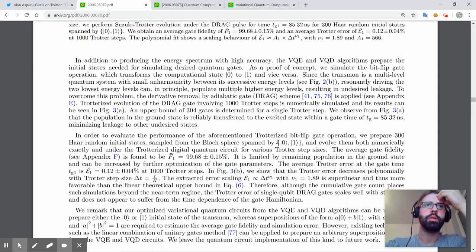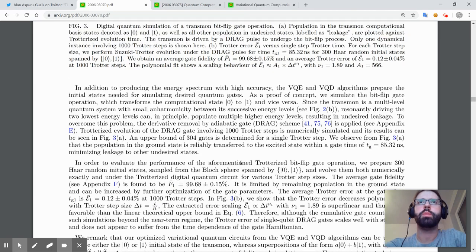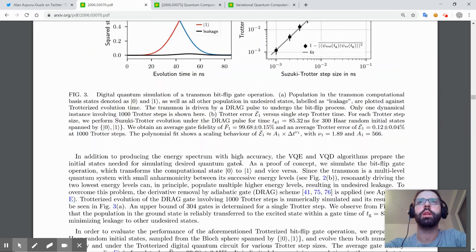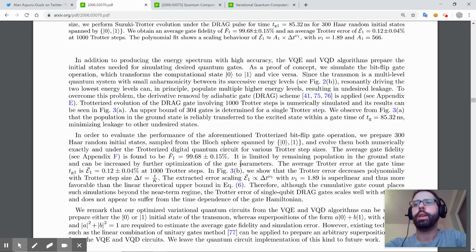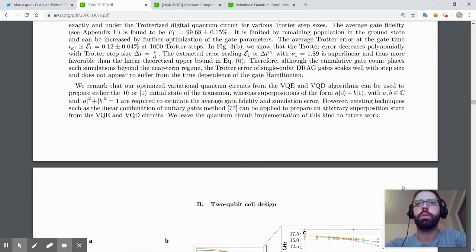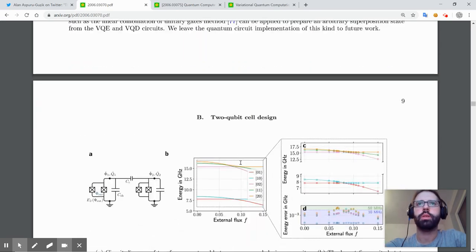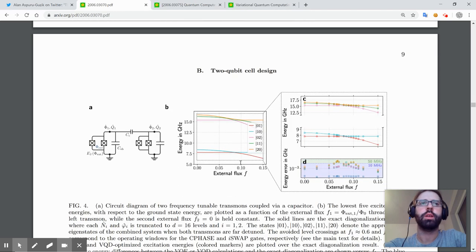We prepare 3000 hard random initial states sampled from the Bloch sphere and evolve them both numerically exactly and with the Trotterized evolution, and the average gate fidelity is found to be this. Okay, so the ground state population can be increased by further optimizing the gate parameters. But how has this been done? I guess there might be some appendix or something.